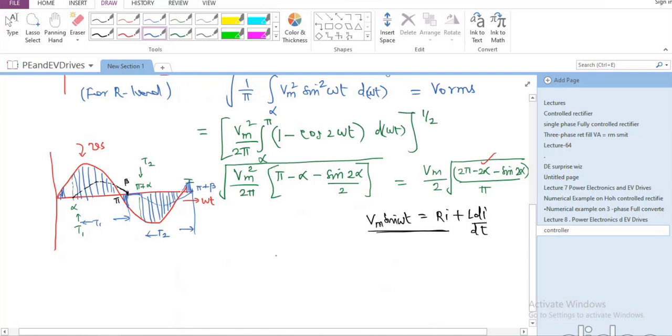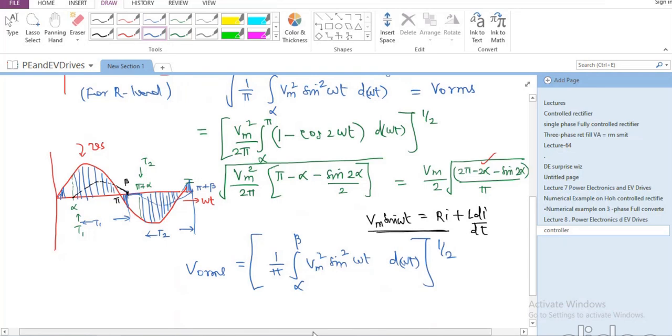So in this particular case, if I want to really calculate what is V naught RMS, I have to integrate from alpha to beta and average it over pi, and it should be Vm square sine square omega t d omega t, and I have to take the square root of this as the RMS value of the output voltage.